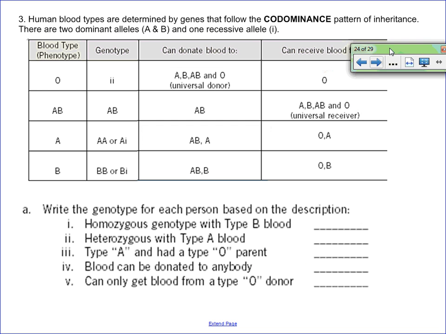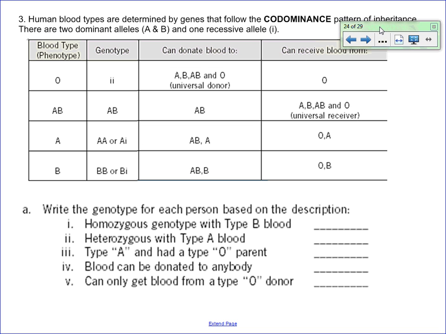So let's take a look at question three from the work that you picked up. If we take a look at the question, it gives you a table which outlines a lot of the information that we already talked about. So it gives you your blood type. In this case, our possible blood types are O, or AB, or A, or B. Those are your four possible blood types. It also tells you what genotype would give you each one.